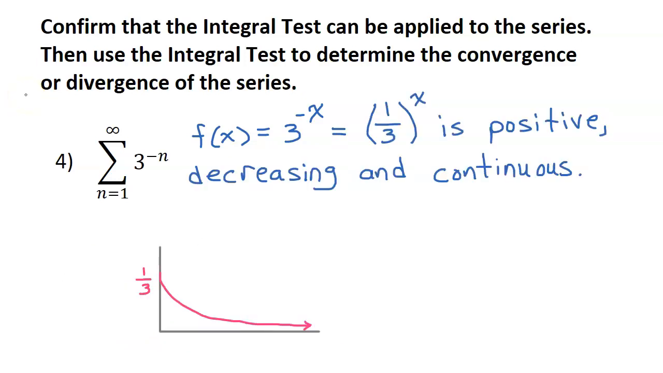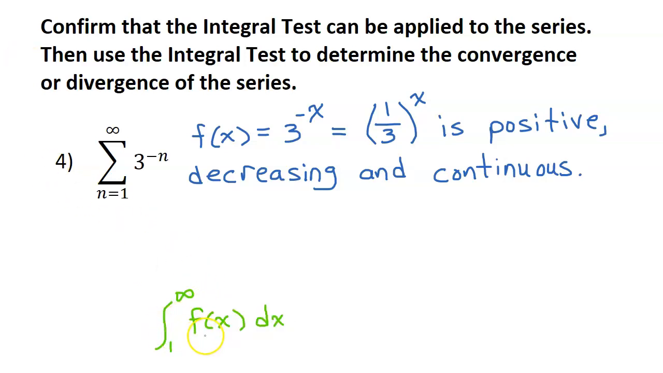3 to the negative x power can be written as 1 over 3 to the x power, an exponential function whose graph we know looks like this. So it is positive, decreasing, and continuous. Stating that f of x is positive, decreasing, and continuous is the first step you have to do before you can use the integral test.